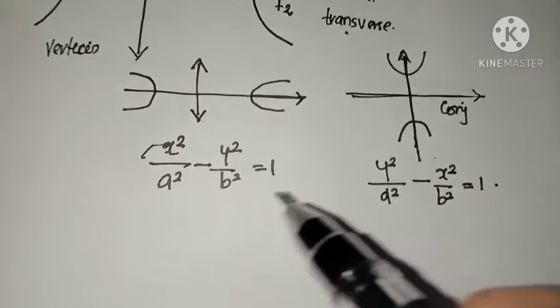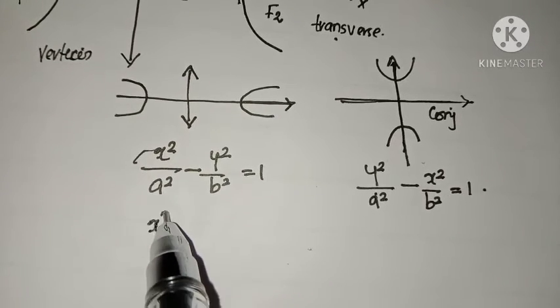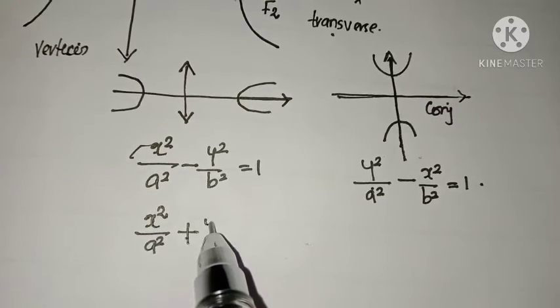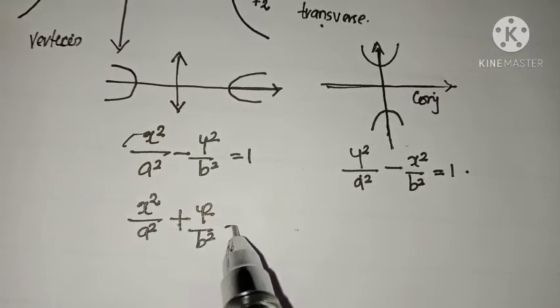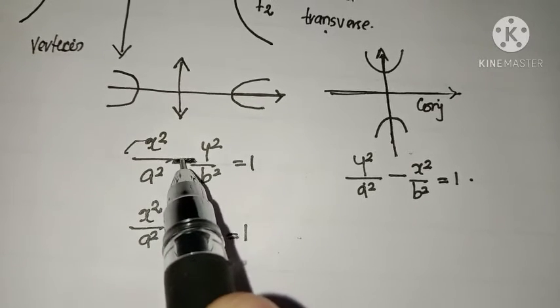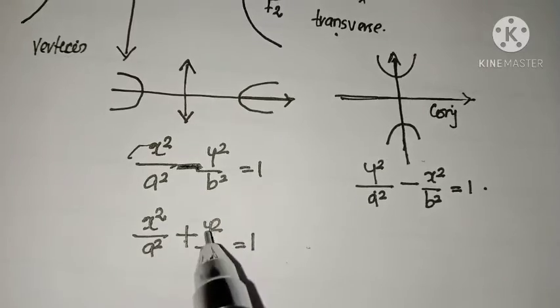So this is the difference. See, in the case of ellipse, the equation is x square by a square plus y square by b square is equal to 1. At the same time, for hyperbola it is minus. That is the main difference.